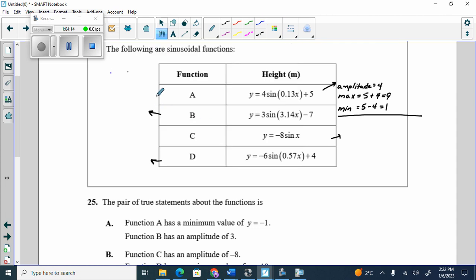And I'm going to do this one. So my amplitude of B is 3. My max is my D, negative 7, plus my amplitude, which is negative 4. My minimum is my D minus my amplitude, which is negative 10.